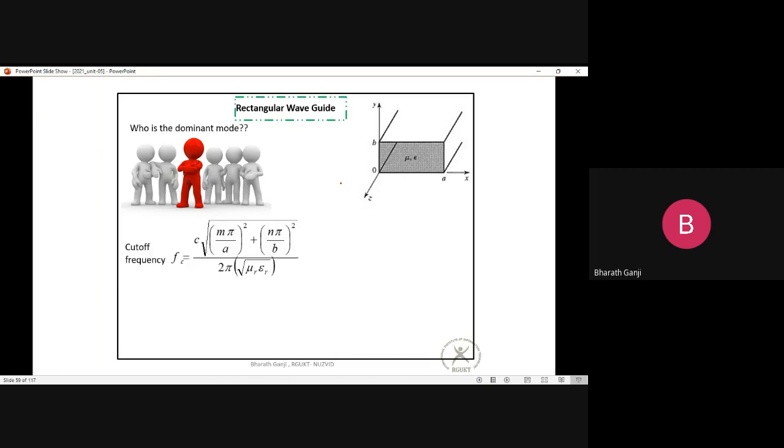In a rectangular waveguide the cutoff frequency equation is given by this expression: c into square root of (m pi by a) whole squared plus (n pi by b) whole squared, divided by 2 pi square root of mu r epsilon r. So when does this cutoff frequency expression give the minimum? What is the minimum value I can get? Okay, obviously m=0, n=0 will not work.